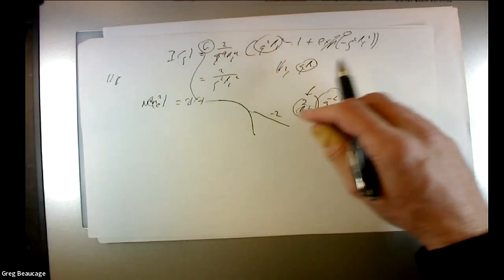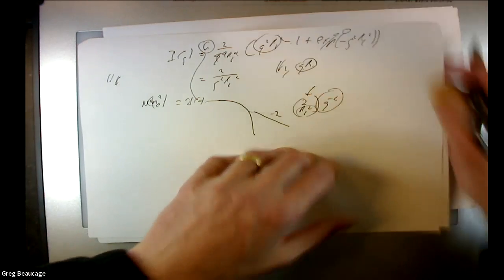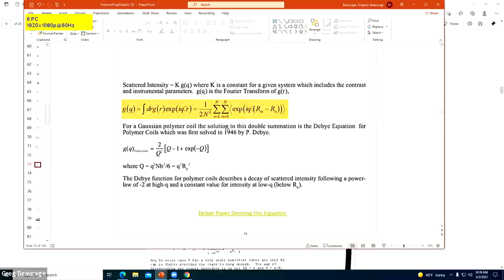And analytically, you can derive it from basic facts, right? So you just say it's Gaussian. Anyway, that's the Debye function. It works. It's well known to work.